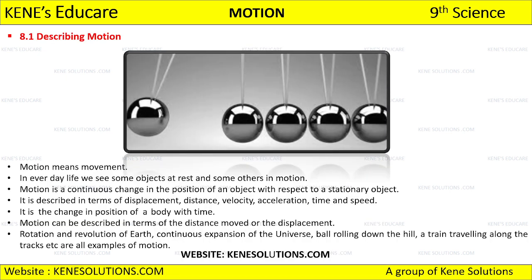So we have started the lesson by discussing motion in detail, right? And along with that, we even discussed different examples of motion, which include rotation and revolution of Earth, continuous expansion of the universe, a ball rolling down the hill, and a train traveling along the track. These are some of the examples of motion.